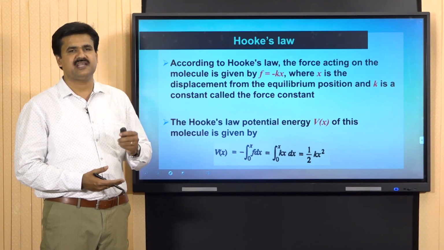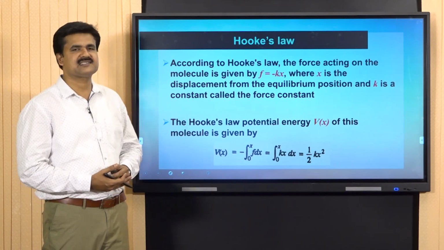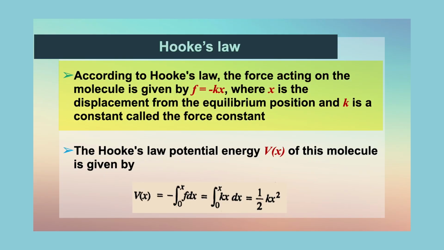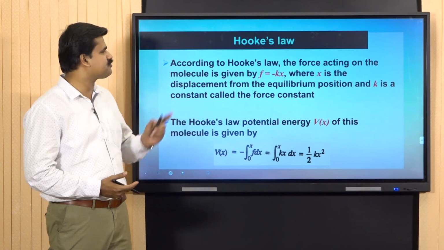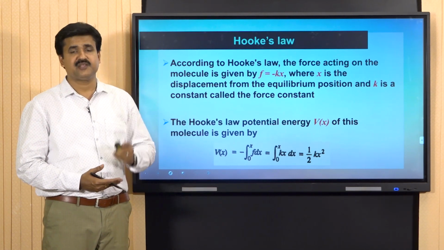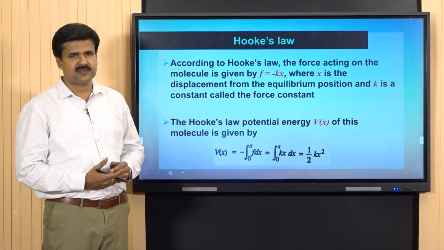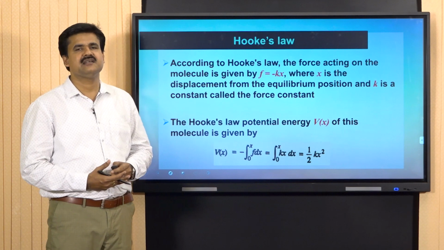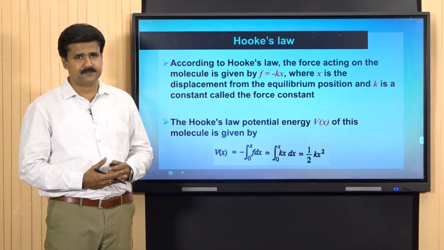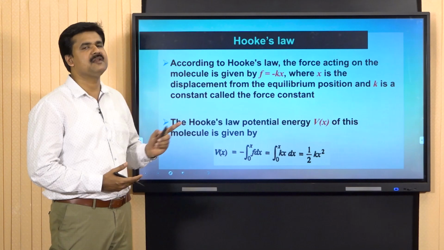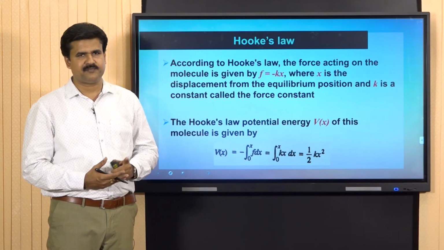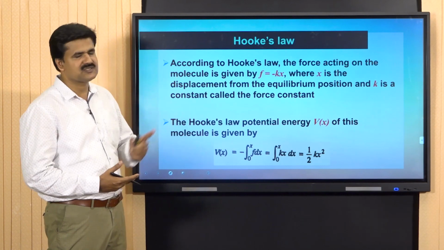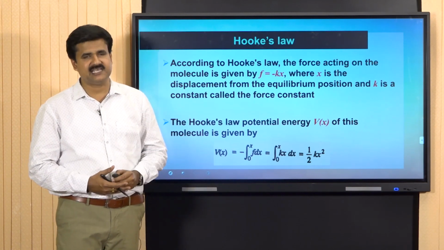Now, Hooke's law. According to Hooke's law, the force acting on the molecule is given by F is equal to minus Kx, where x is the displacement of the oscillator from the equilibrium position and K is a constant known as the force constant. A molecule which can be considered as an oscillator also obeys this Hooke's law. F is equal to minus Kx.